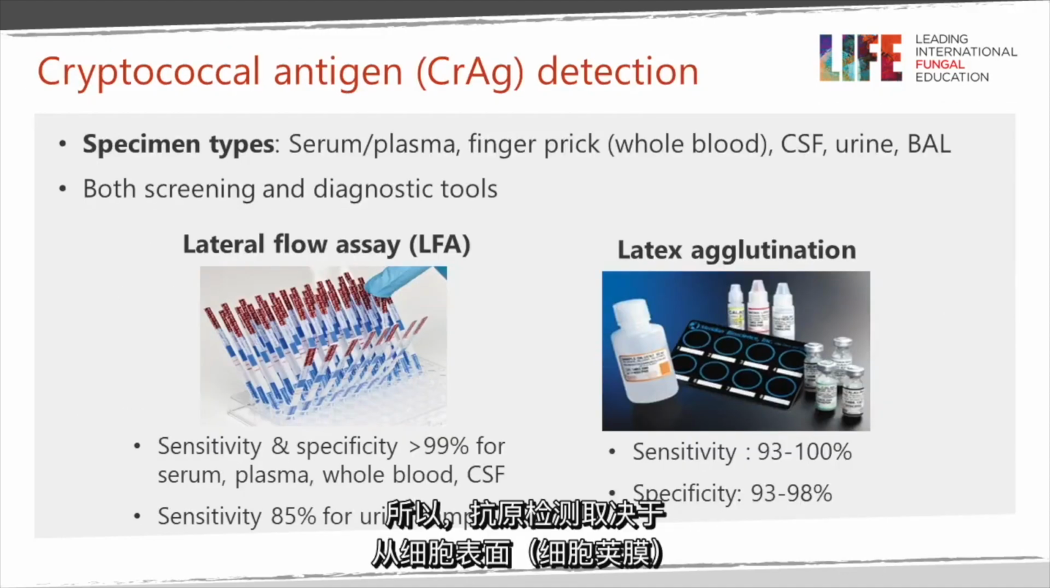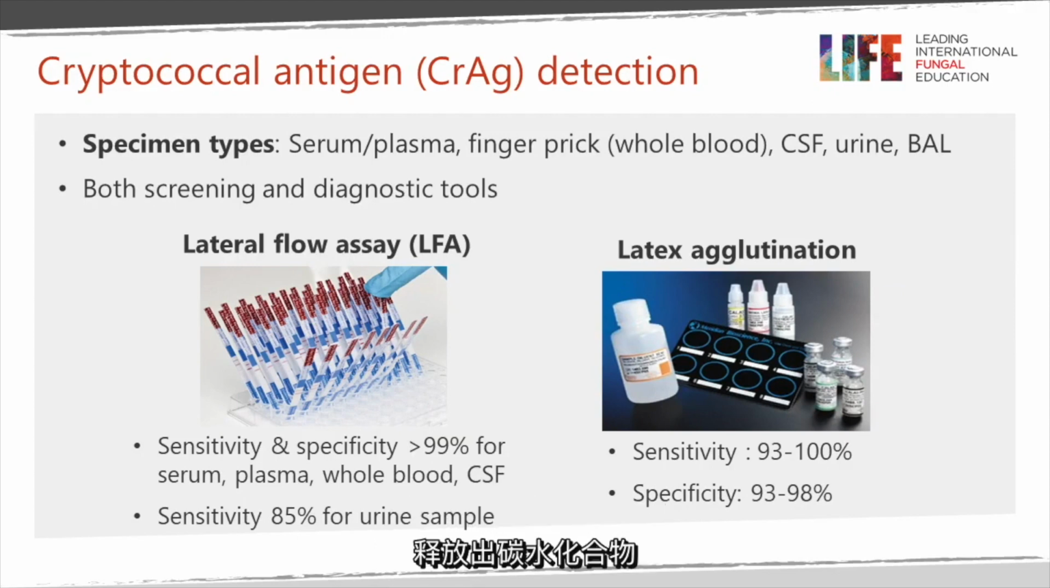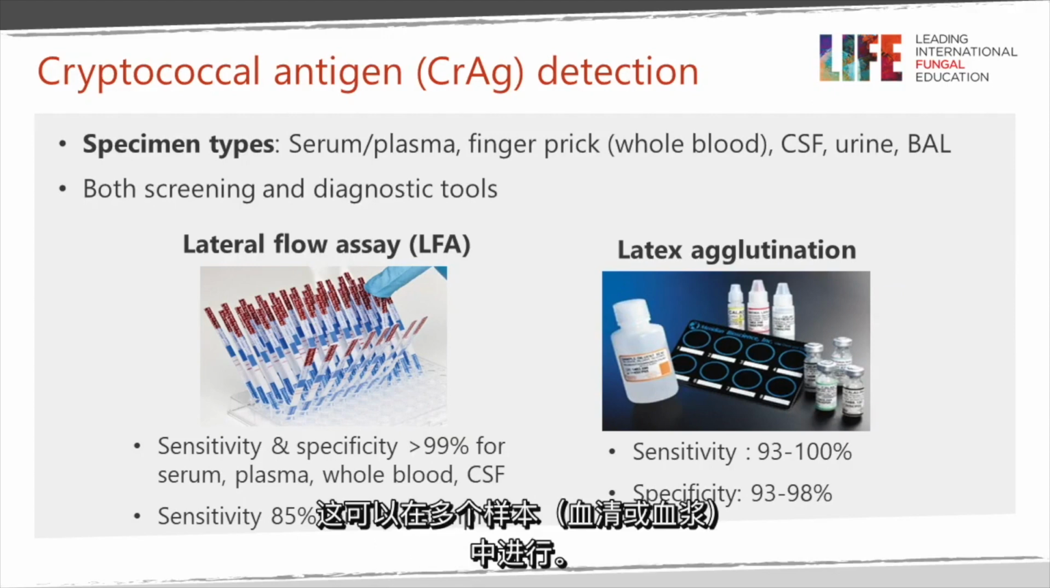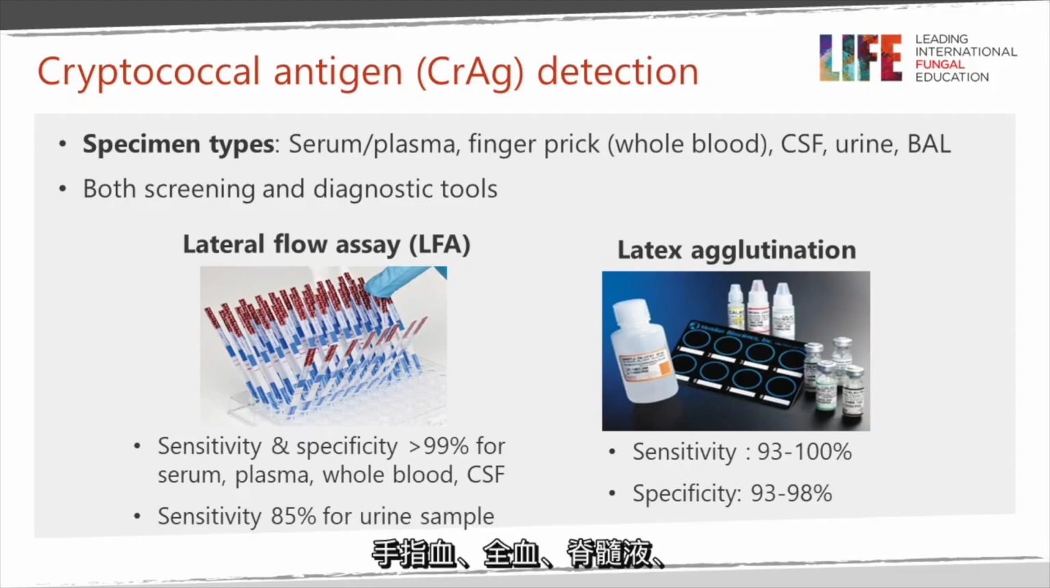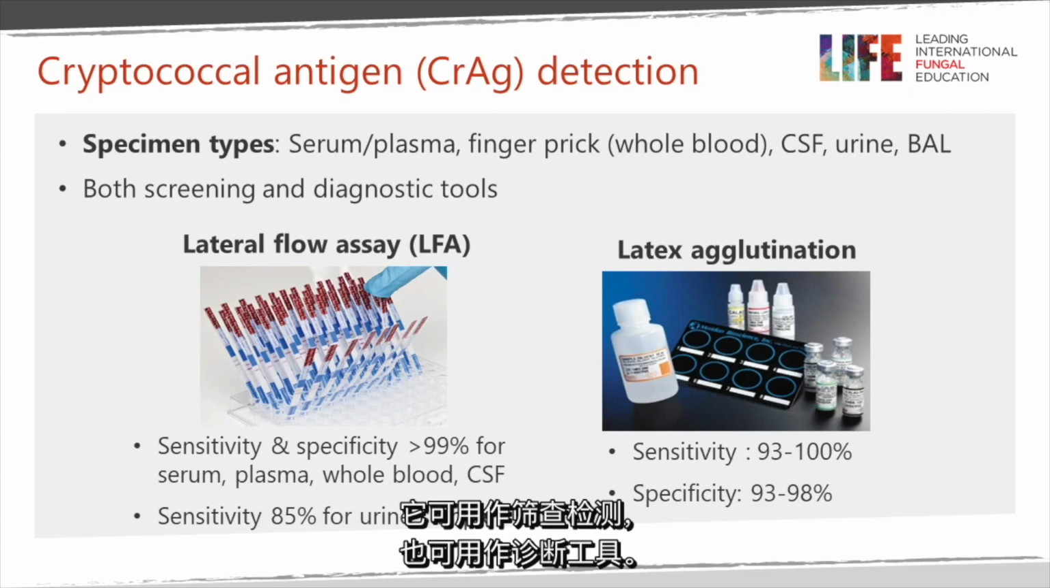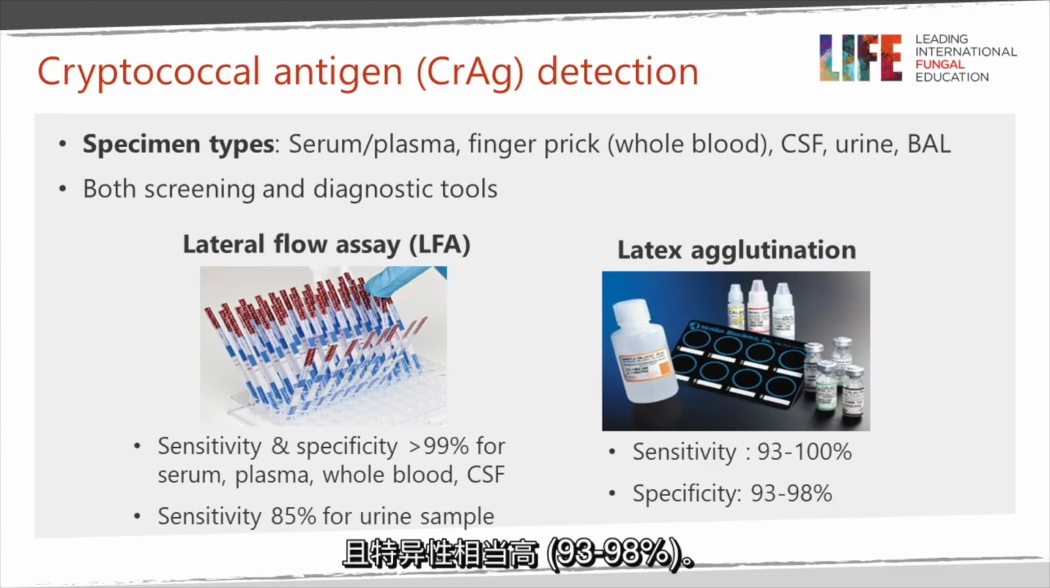So the antigen test depends upon the release of carbohydrate from the cell surface and the cell capsule, and it can be done on multiple specimens: serum or plasma, finger prick whole blood, spinal fluid, urine, although it's less sensitive in urine, and BAL or bronchoscopy fluid. It can be used as both a screening test and as a diagnostic tool. The sensitivity with latex agglutination is between 93 and 100%, and specificity is quite high at 93 to 98%.